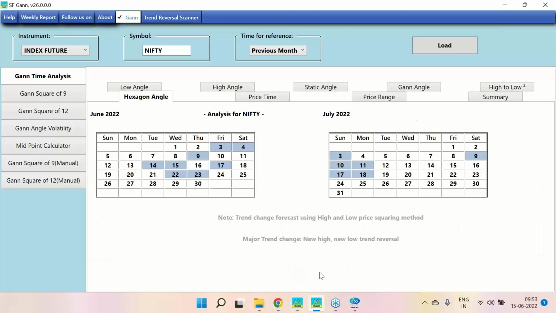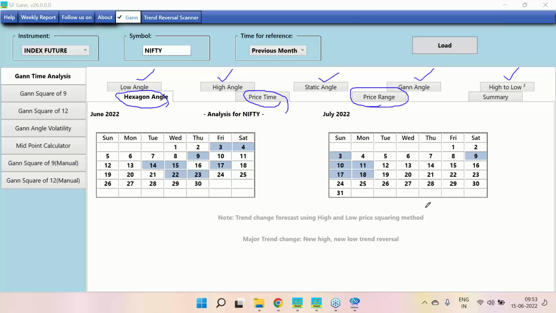Coming to the Gann software, we have added a couple of new things here. As I told you, earlier there were low angle, high angle, static angle, Gann angle and high-low square. These were the 5 methods. Now hexagon has been added. Price time is also added. Price range method is also added. These are 3 more methods. Gann has given plenty of methods for timing reversals and trend reversals.